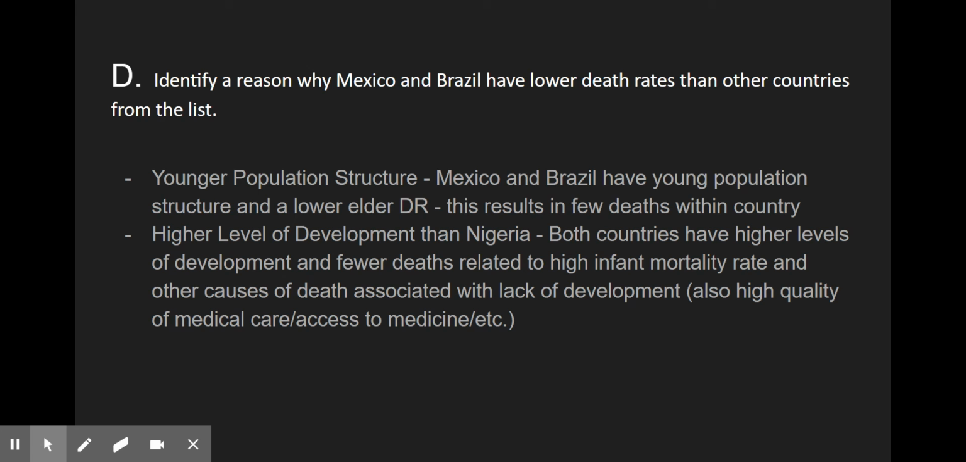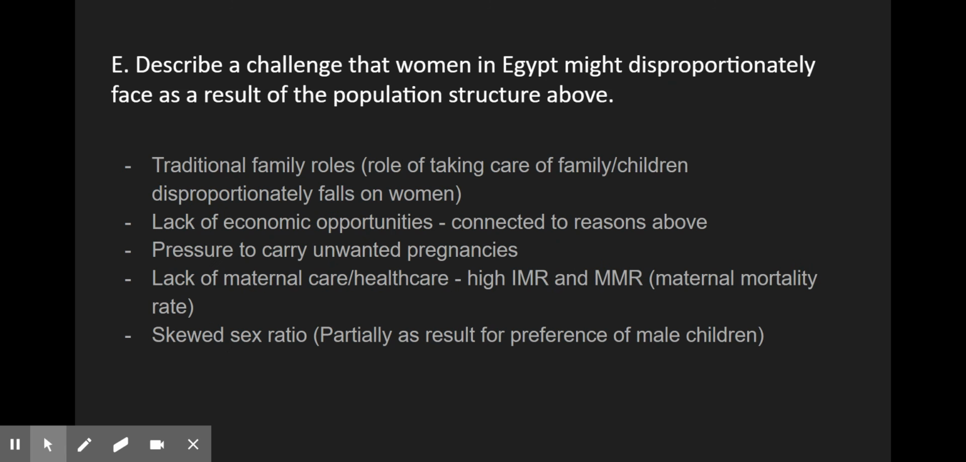So higher rates of infectious disease, lack of access to higher quality of medical care and medicine itself, all of those would sort of be good answers for that. So those were kind of the two different things you could have said. E, so the key word in this, as always, is describe. Describe a challenge that women in Egypt might disproportionately face as a result of the population structure above.